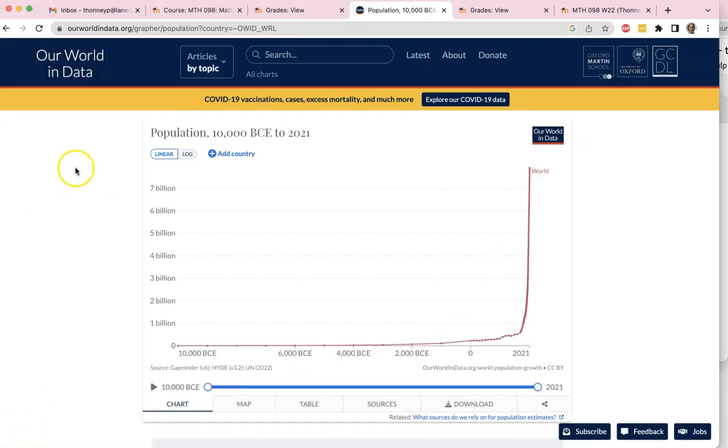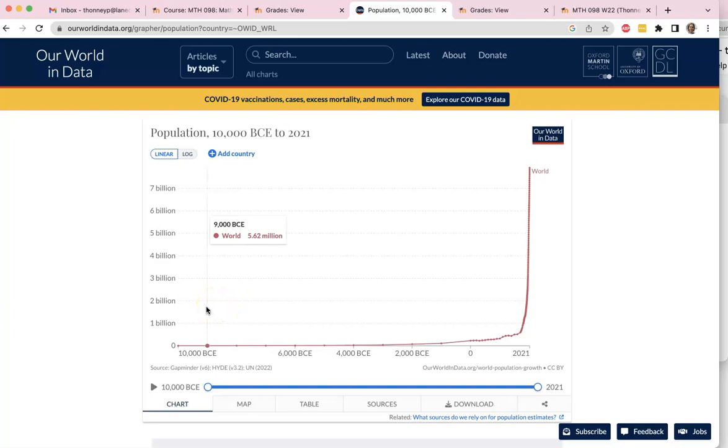So I wanted to show you that if we go to ourworldindata.org/grapher/population, and we're just looking at the world population changing over time, the nice thing about this graph is that you can actually see what world population was back in those times that were a little hard to estimate.